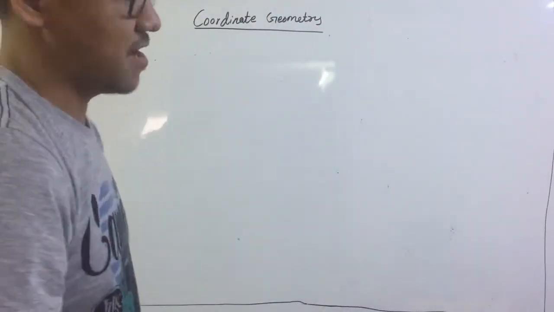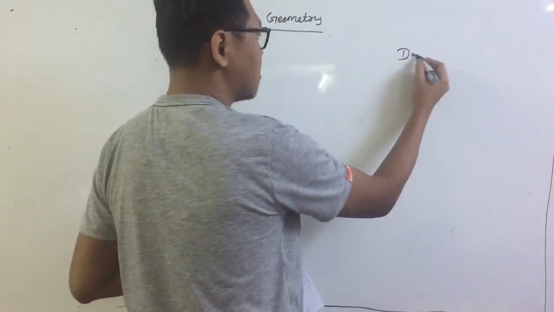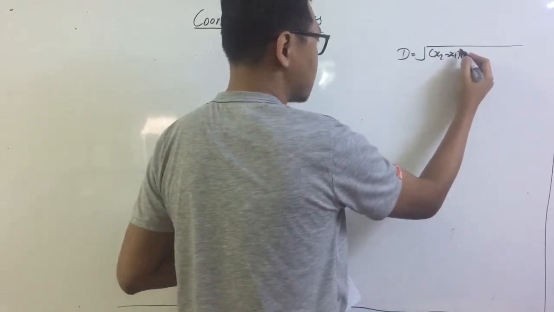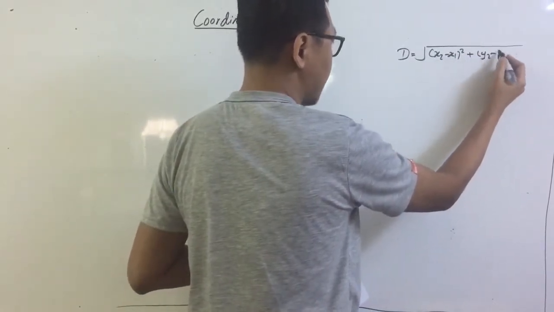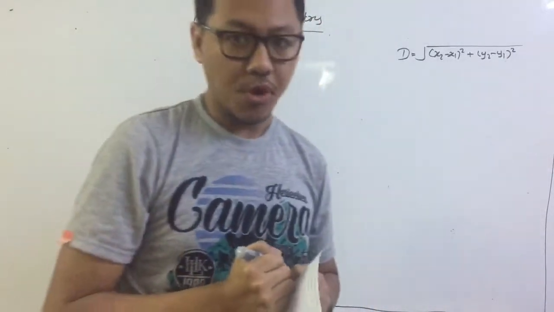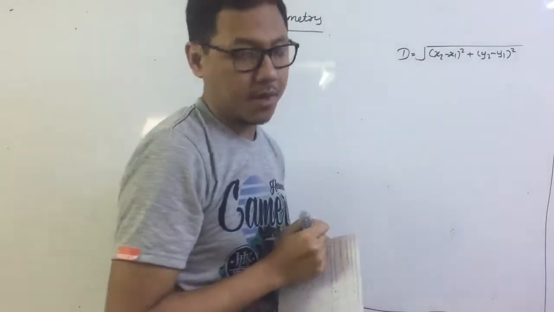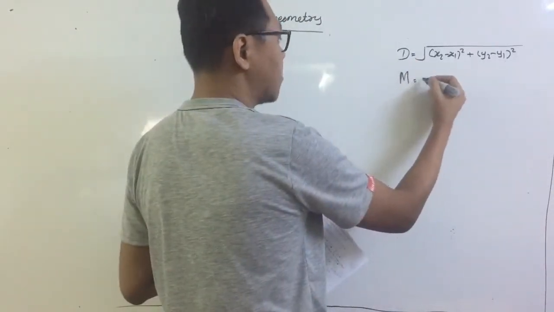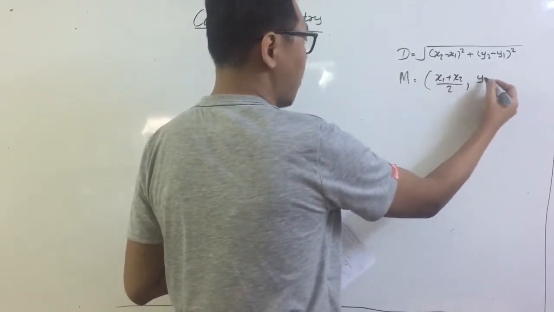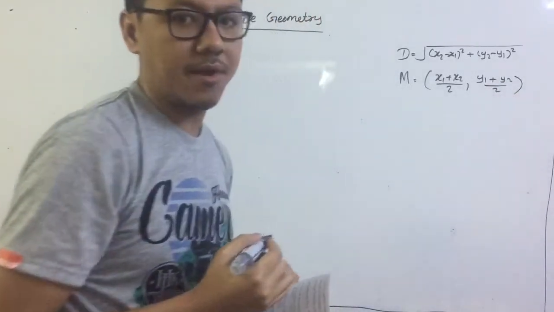Let me start with the distance formula, which is the square root of (x2 minus x1) the whole square plus (y2 minus y1) the whole square. We use this formula for the distance between two points. And the midpoint formula: M is equal to ((x1 plus x2) by 2, comma (y1 plus y2) by 2). This is the midpoint formula.